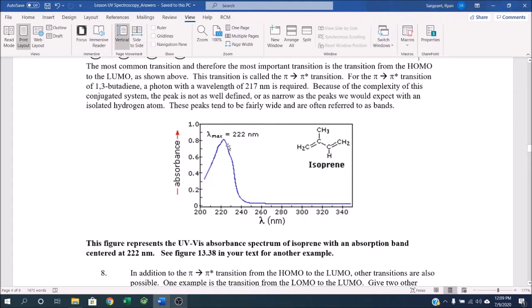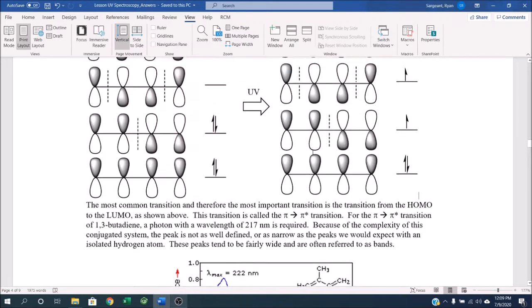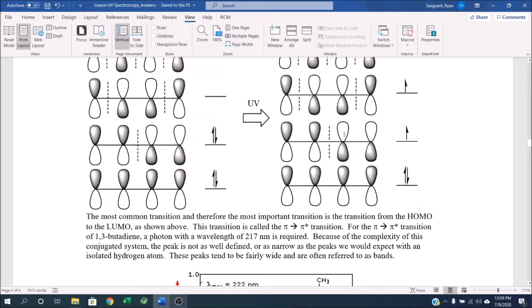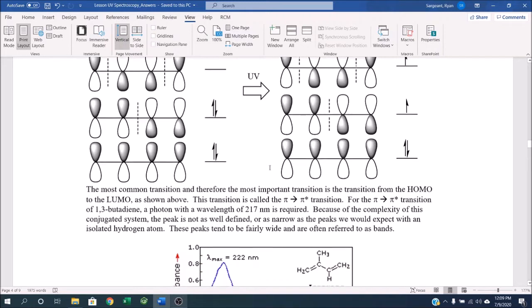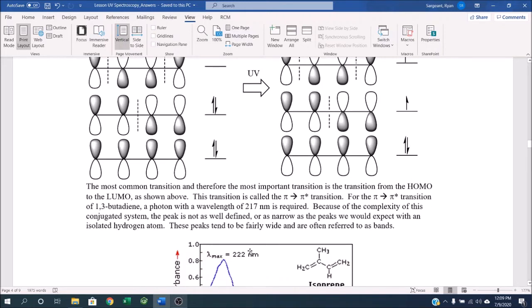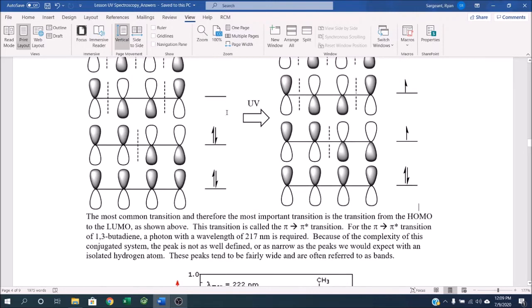And that's because those are the photons that are causing one of these 4 pi electrons to be promoted from the HOMO to the LUMO. And the energy associated with a photon of 222 nanometers right here is the energy difference between the HOMO and the LUMO diagrams.